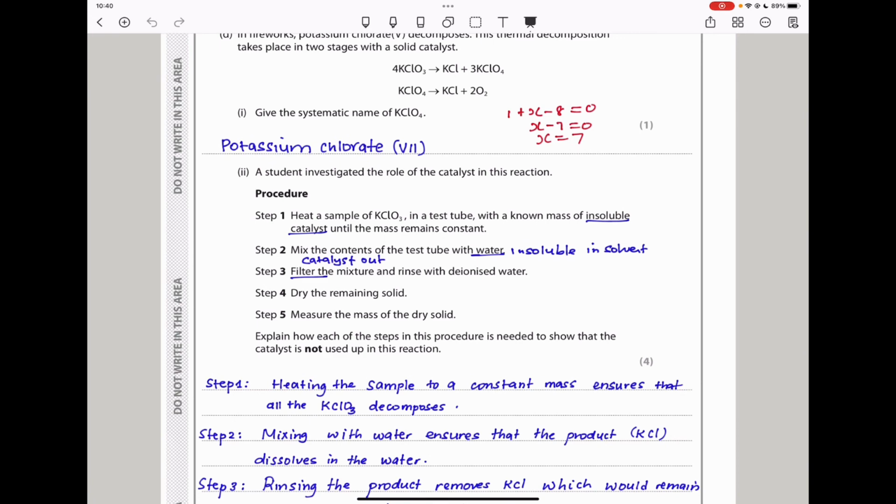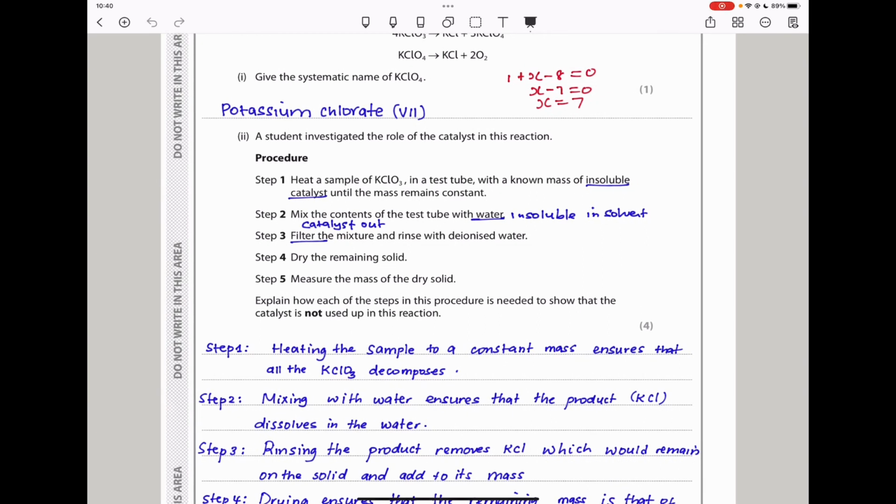The next part says a student investigated the role of the catalyst in this reaction. So they see procedure. Step 1, heat a sample of potassium chlorate in a test tube with a known mass of insoluble catalyst until the mass remains constant. In step 2, they say mix the contents of the test tube with water. Since we know the catalyst is insoluble, it means it will not dissolve, so it can be easily filtered out as the soluble contents dissolve in the water.